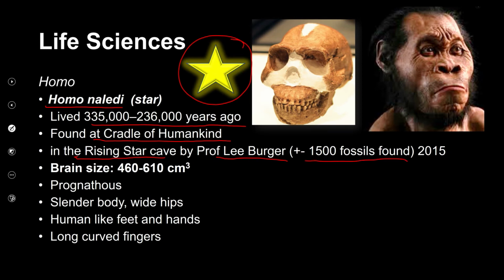The brain size, again, is not very big. It is slightly larger than Australopithecus, but it's still only between 460 and 610 cubic centimeters. Their face was prognathous, so you can see they still had that protruding jaw. If you have a look on the diagram here, they had a slender body with wide hips, more human-like feet and hands, and they had long curved fingers.